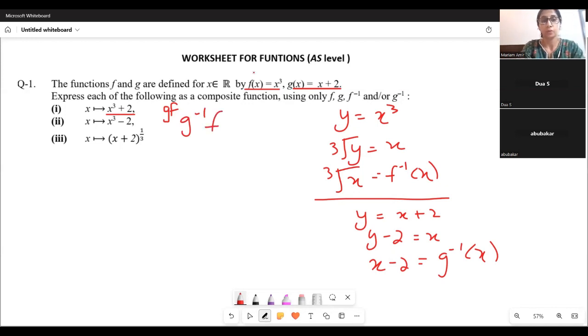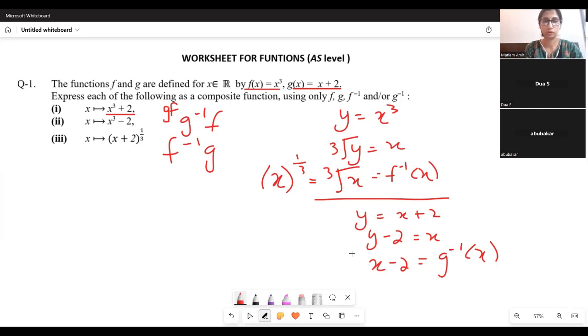Okay. What about part 3, Abu Bakr? X plus 2 whole cube root. Maybe you asked me the difficult one. No, it's not that difficult. Look, this is x cubed to the power 1/3. Power 1/3 is cube root. So this will be f inverse of g. Yes, that's right. F inverse G. Good. That was question number 1. Question 2.